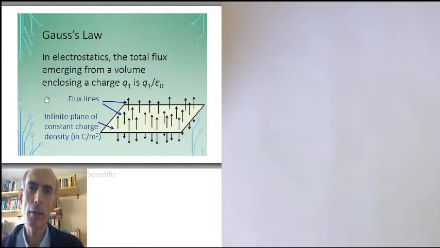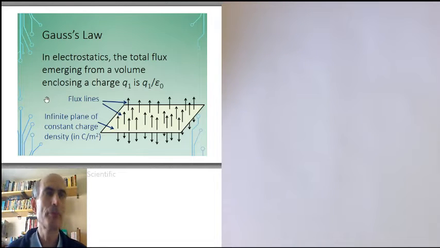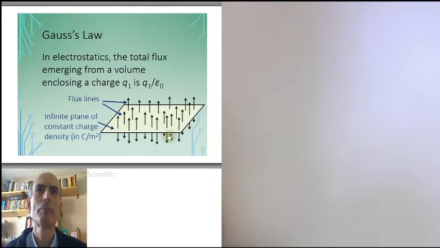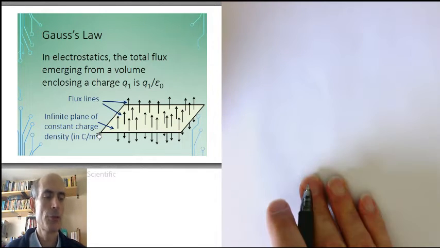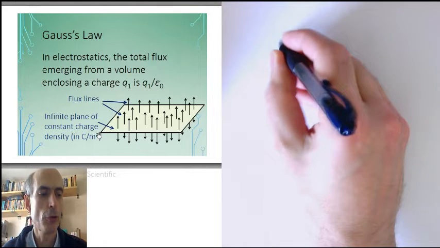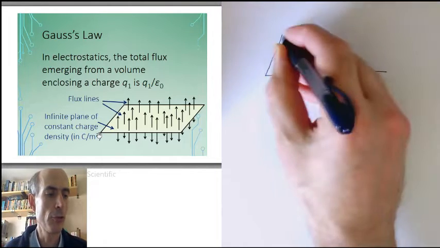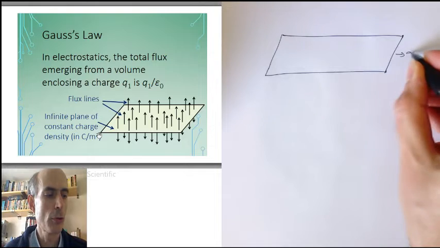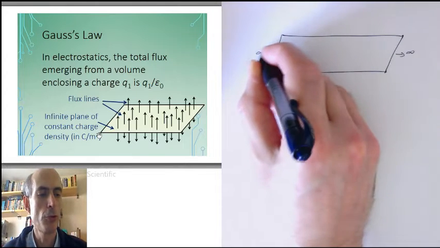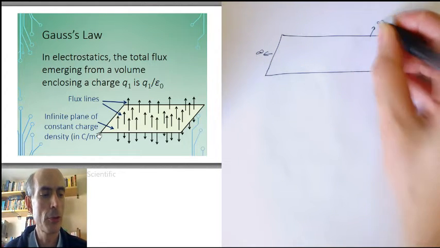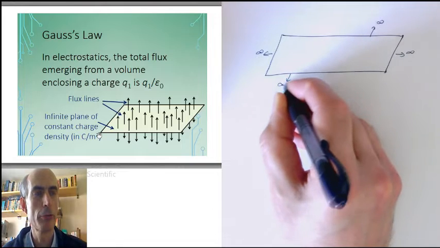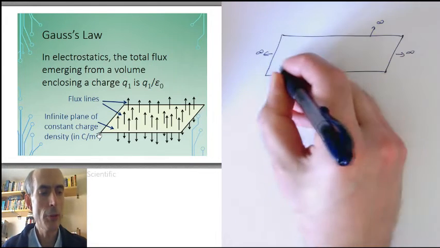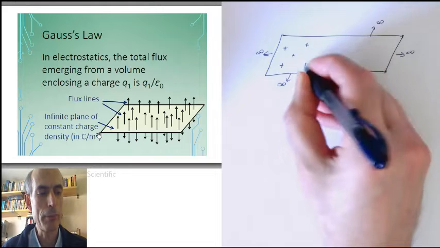Now, we can apply that to some interesting situations. First of all, this one. This is a plate of uniform charge. It's an infinite plate. It goes off to infinity in all directions. That's a difficult thing to draw on a piece of paper, so just use your imagination and assume that this is an infinite plate going off in all directions. It has a uniform charge density.